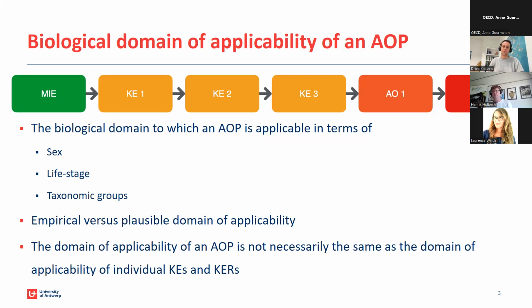And a very important component, when we think about this in terms of AOP networks, is the fact that the domain of applicability of an AOP as a whole is not necessarily the same as the individual domains of applicability of the individual key events and key event relationships that are part of the AOP. I'll explain that in the next slides.